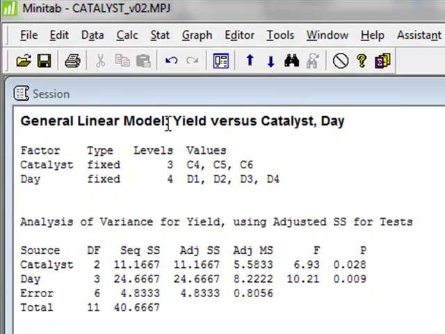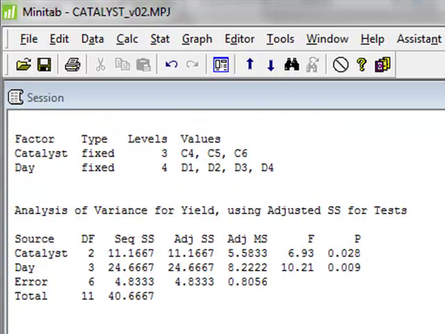The results are printed in the session window, which identifies that the factor catalyst had three different levels and day had four levels. And we get the standard ANOVA table, which shows us that the catalyst factor was significant with a p-value of 0.028, and the day factor is also significant at 0.009. We can now see if we can identify an interaction between the catalyst and the day.